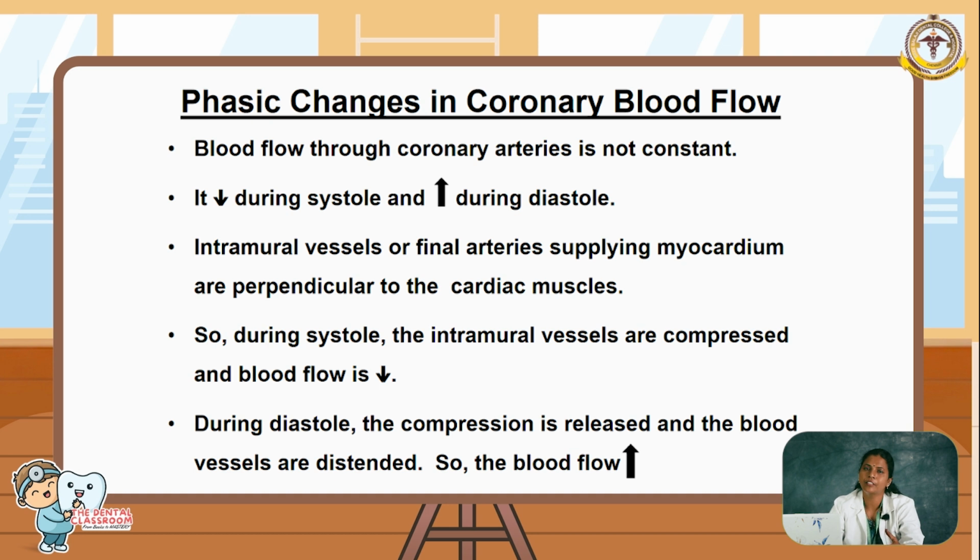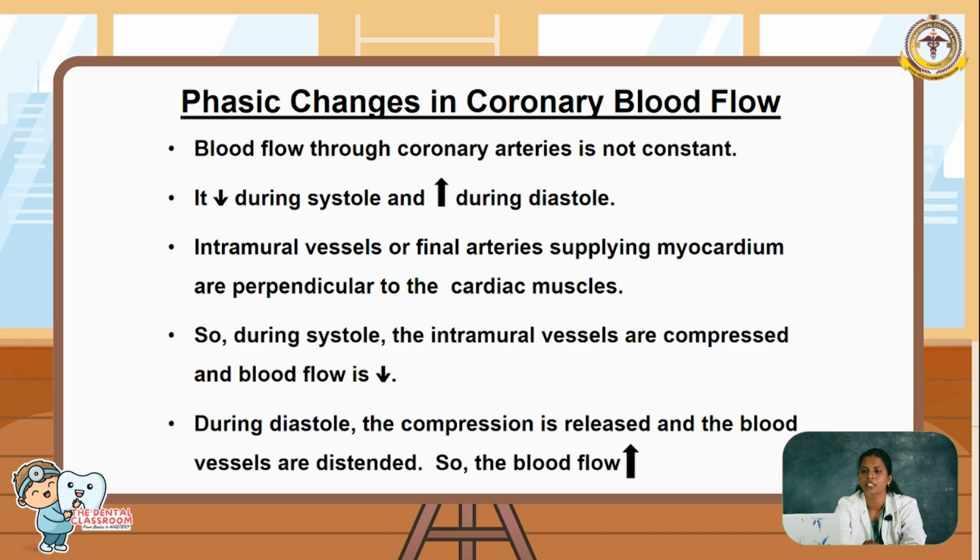During the different phases of your cardiac cycle, the coronary blood flow actually varies. So the blood flow in the coronary arteries is not constant. It is reduced during systole and increased during diastole. That is because of the intramural vessel pressure that is affecting your myocardium. The intramural vessels, or the final arteries supplying the myocardium, stand perpendicular to the cardiac muscle. So whenever the heart is in systole, the intramural vessels get compressed and the blood flow is decreased. During diastole, the compression is released and therefore the blood vessels are dilated and distended, and the blood flow starts to increase.